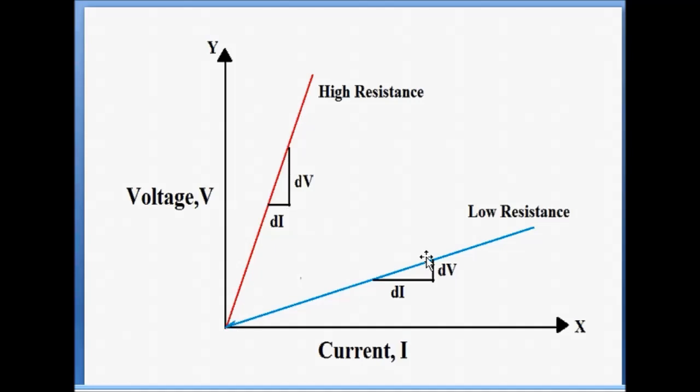But in the blue plot, a small change in voltage brings about a large change in current. So it is an indication of low resistance. At a smaller potential applied across the material, there is a large value of current. So it is an indication of low resistance.